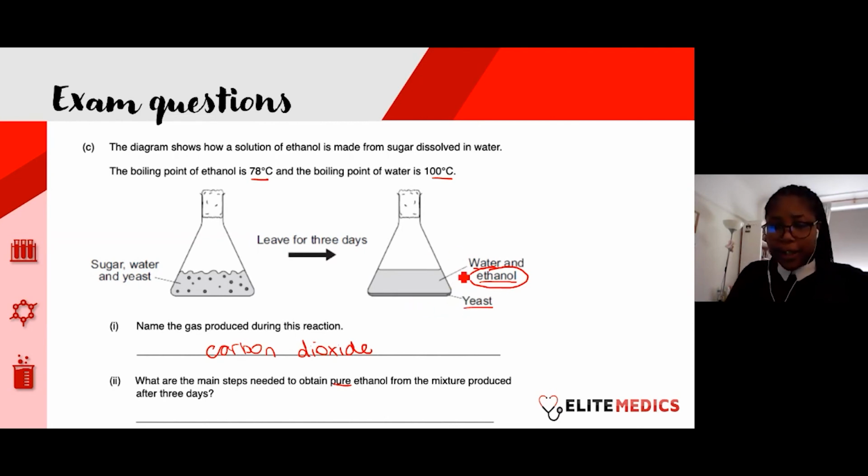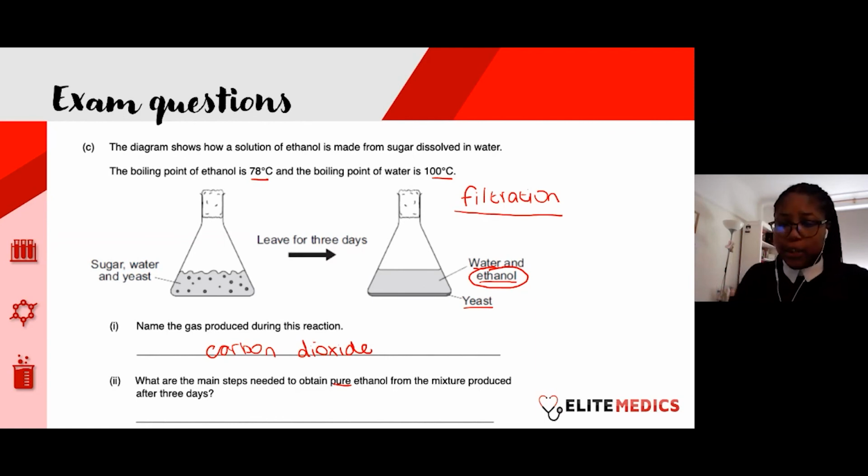The first one that you might want to use here is a method that helps you separate out the solid yeast particles from the water and ethanol solution. A method of separation that will help you separate out a solid from a liquid is filtration. That's where you pour your mixture through a filter funnel that has filter paper in it, and the solid particles get trapped behind on the filter paper, whereas the liquid is able to go through. So the main step that you're going to need to obtain pure ethanol, first of all, is to perform filtration as your first step. And that's going to remove the yeast and give you your water and ethanol.